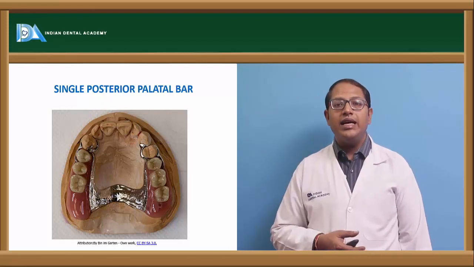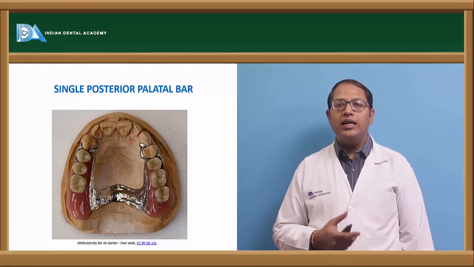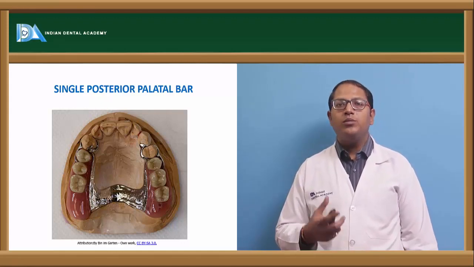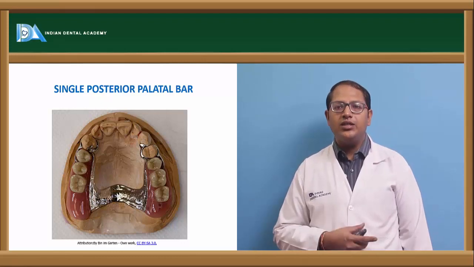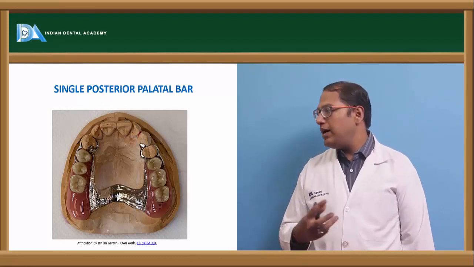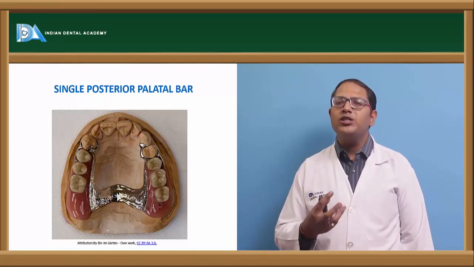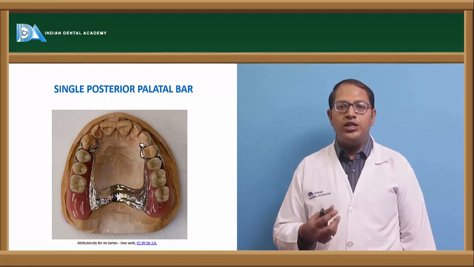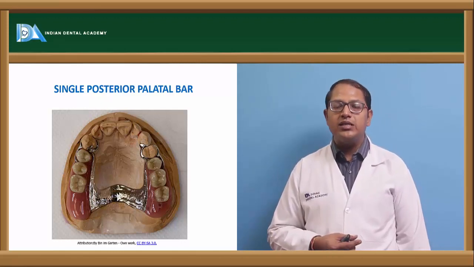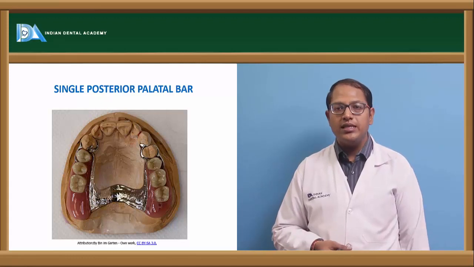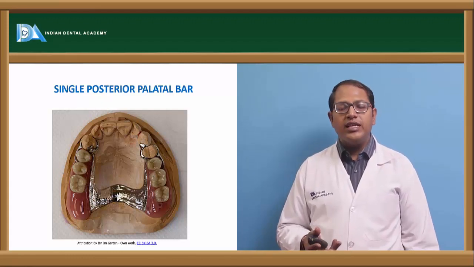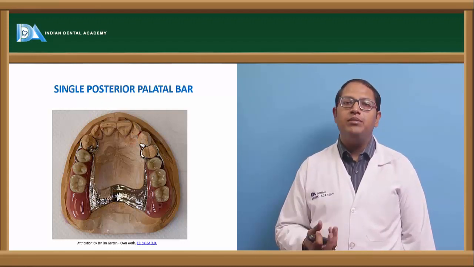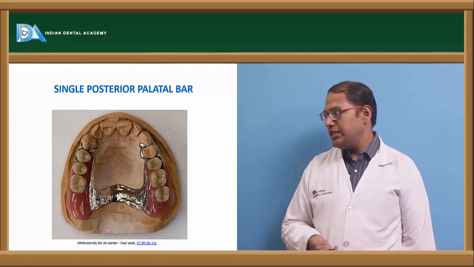But these are only indicated in the single posterior bar in interim partial dentures. It is not for all the partial dentures, because one of the most efficient disadvantages of this kind of posterior palatal bar is that the patient is not very comfortable with this kind of major connector. So it should never be used in a situation where there is total edentulousness. It can be used where anterior teeth require minimal support or a minimal area of replacement.